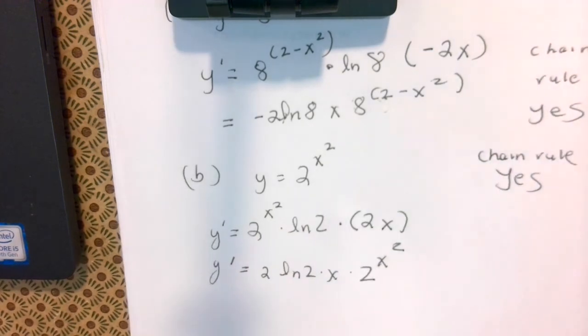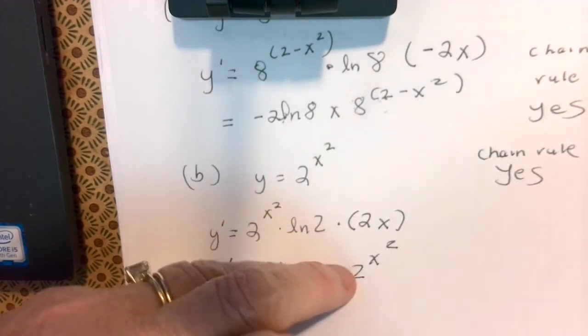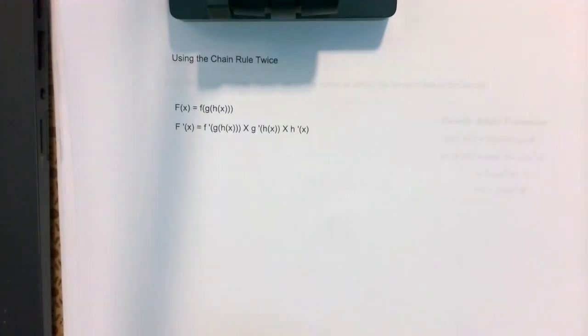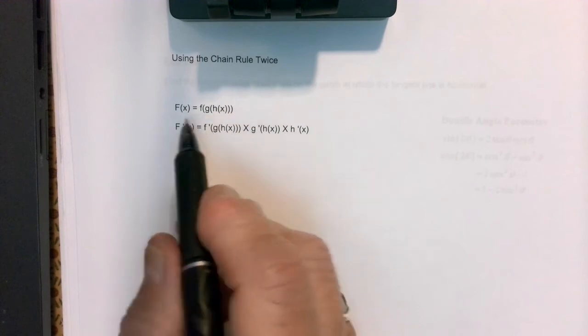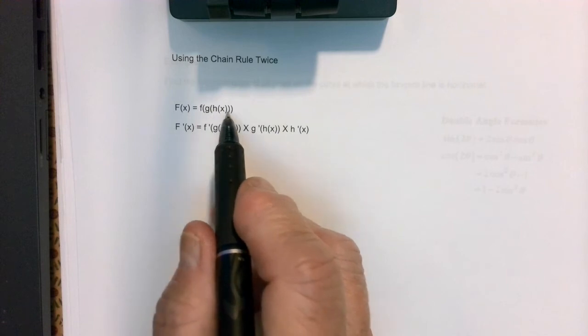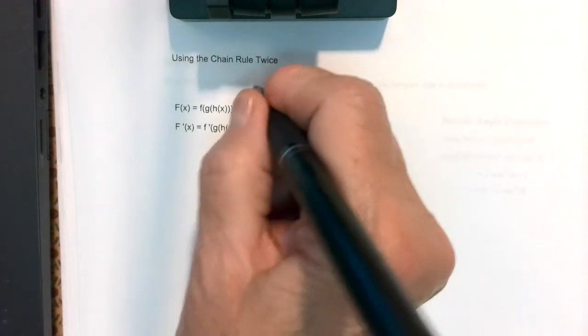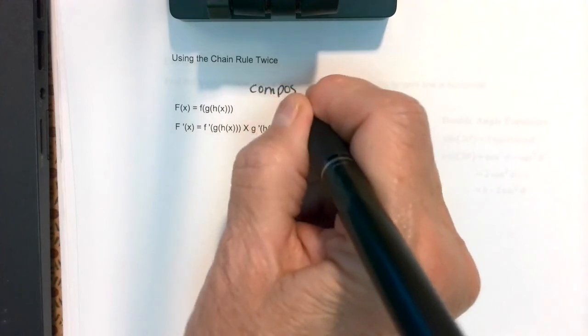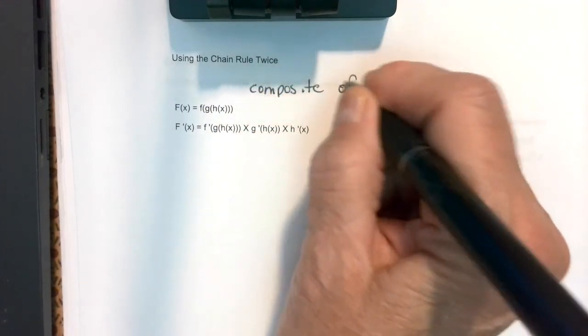Okay, sometimes we do use chain rule twice. Here's some examples of that. Okay, so this is why it's called the chain rule. To find, this is a derivative of 3 functions, f, g, and h. I mean, it's a composite of 3 functions.